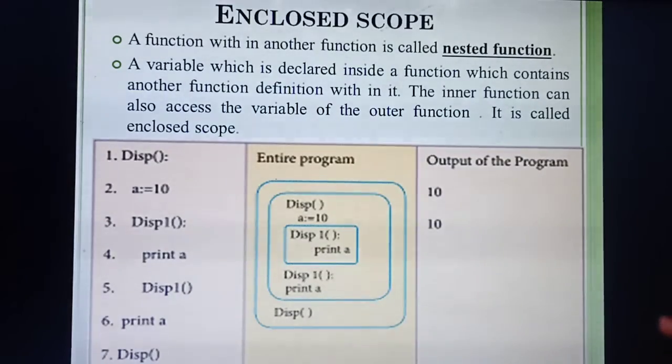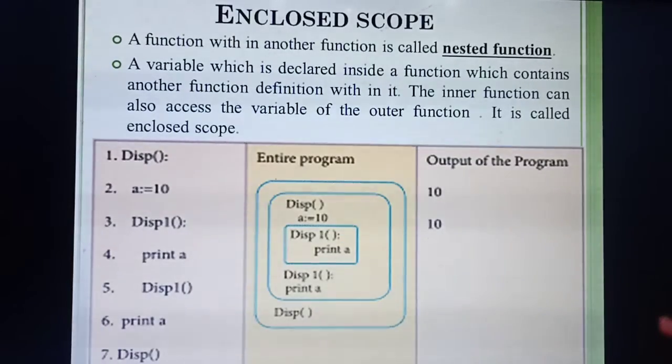Then listen carefully, the next fifth line. Again you write another function, disp1 of. How many functions are there? Again you write another function, disp1 of. There also you end the statement print a. Again disp. See how many functions are there? 1, 2, 3, 4 functions are there.